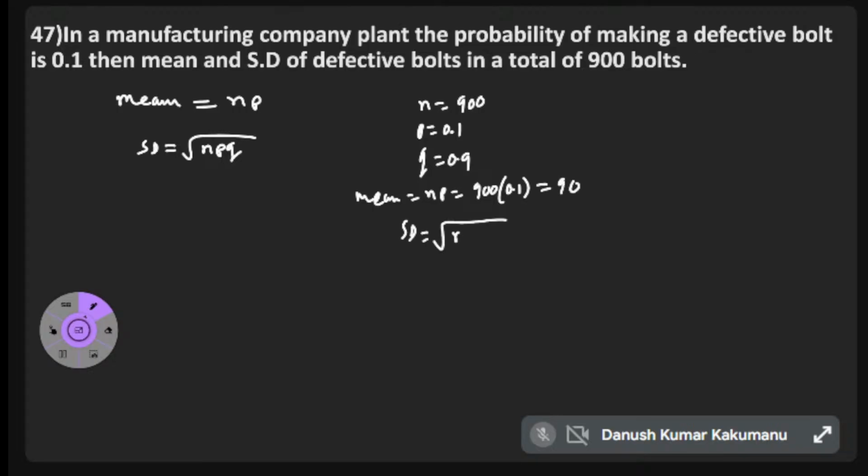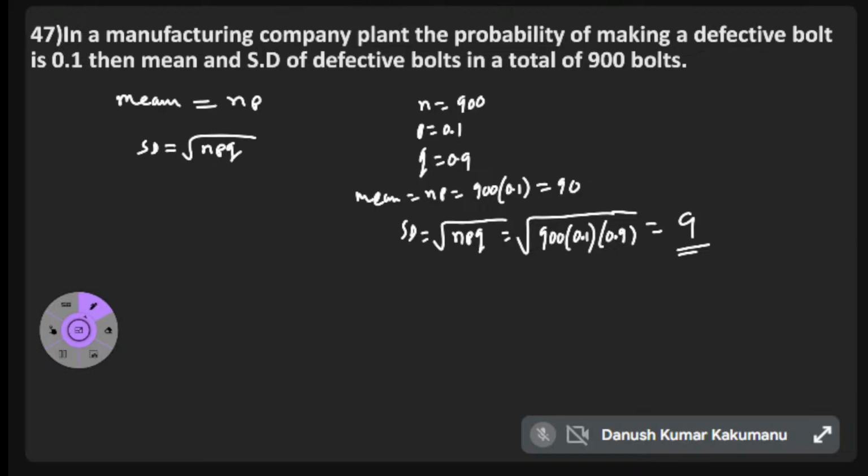Standard deviation is root NPQ. Square root of 900 into P value 0.1, Q value 0.9. Simplify. What is the answer we are going to get? 9 is the answer. Mean is how much? 90. Standard deviation is 9.